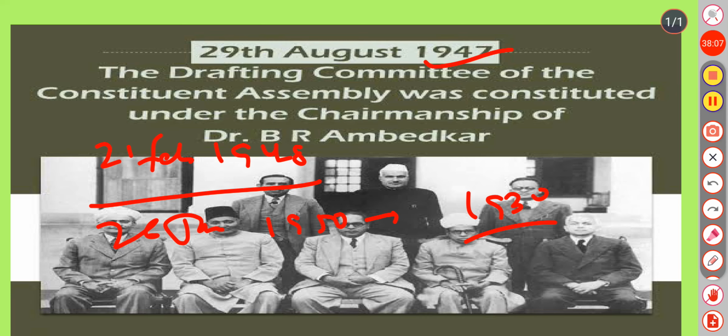Now let's move to independent judiciary. The judiciary is independent, right? There is a single integrated and independent judiciary in India, and the Supreme Court is the highest court of the land.